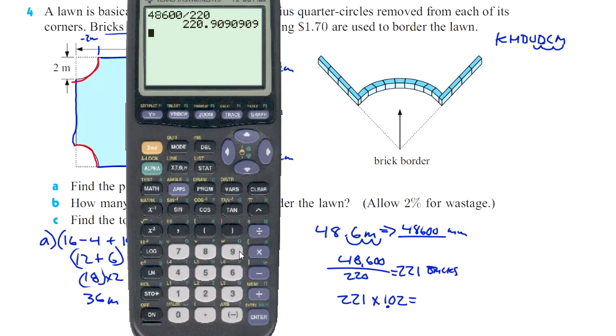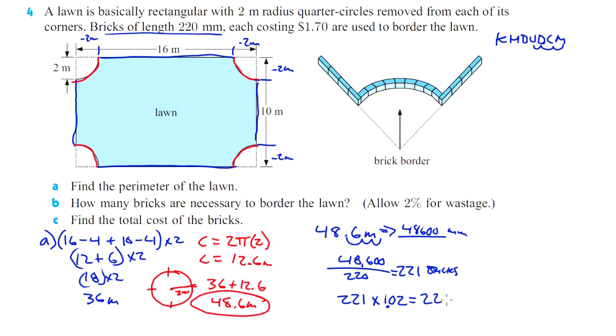So let's multiply that by 1.02, and we get 225.3. So we need 226 bricks if we're allowing for 2% wastage. Okay? Find the total cost of the bricks. Sorry, that was B. So finding the total cost of the bricks is C.